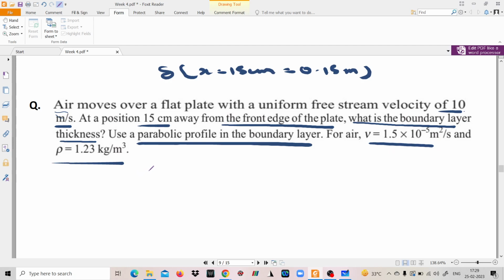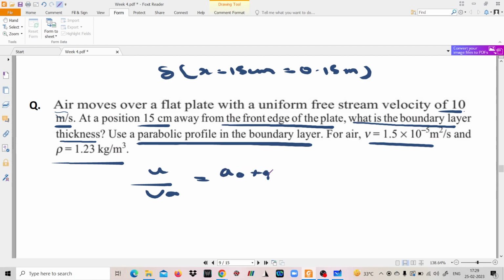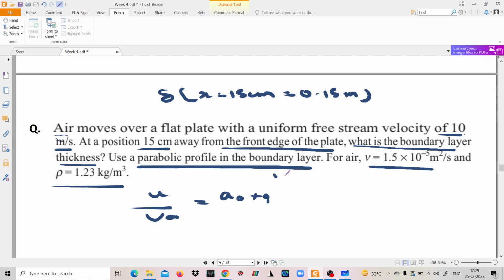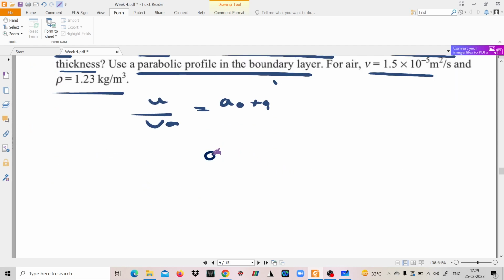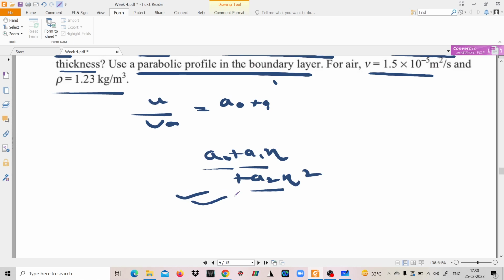So here u by u infinity is a0 plus a1 eta plus a2 eta square. Okay, parabolic profile. Now you need how many equations? You need three equations. So please construct the velocity profile and then solve the problem. I am giving you around 10-15 minutes of time to solve this problem. Whatever values you obtain, first of all please report the expression for the velocity profile and then solve the problem.